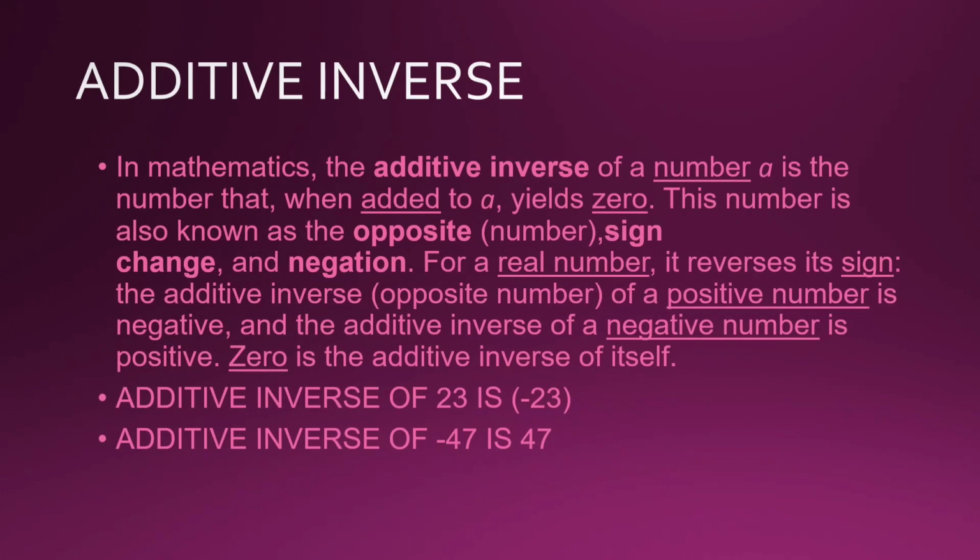The number is also known as the opposite number, sign change and negation. For a real number, it reverses its sign. That is, the additive inverse of a positive number is negative and the additive inverse of a negative number is positive. As you know, 0 is neither positive nor negative, hence 0 is the additive inverse of itself. I've shown two examples here. The additive inverse of 23 is minus 23 and the additive inverse of minus 47 is 47.